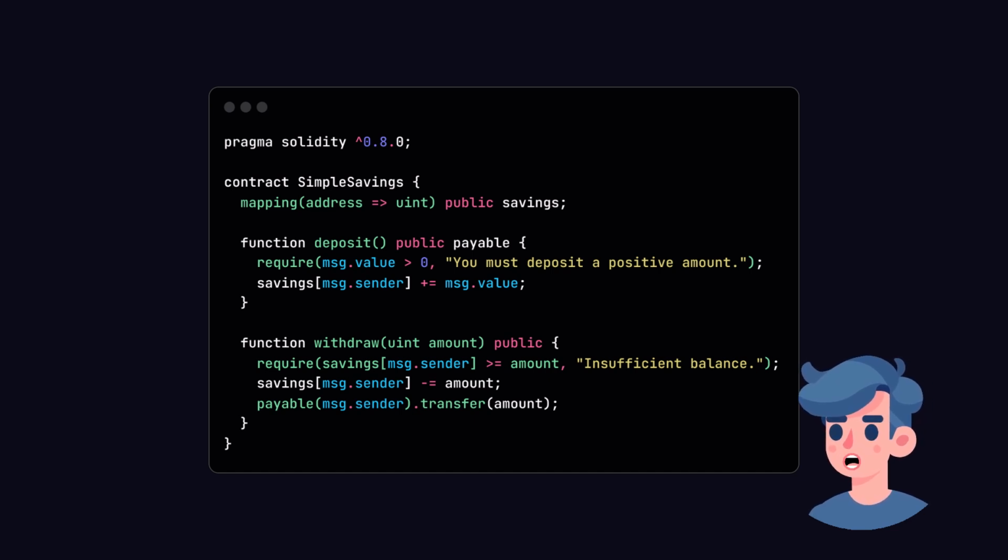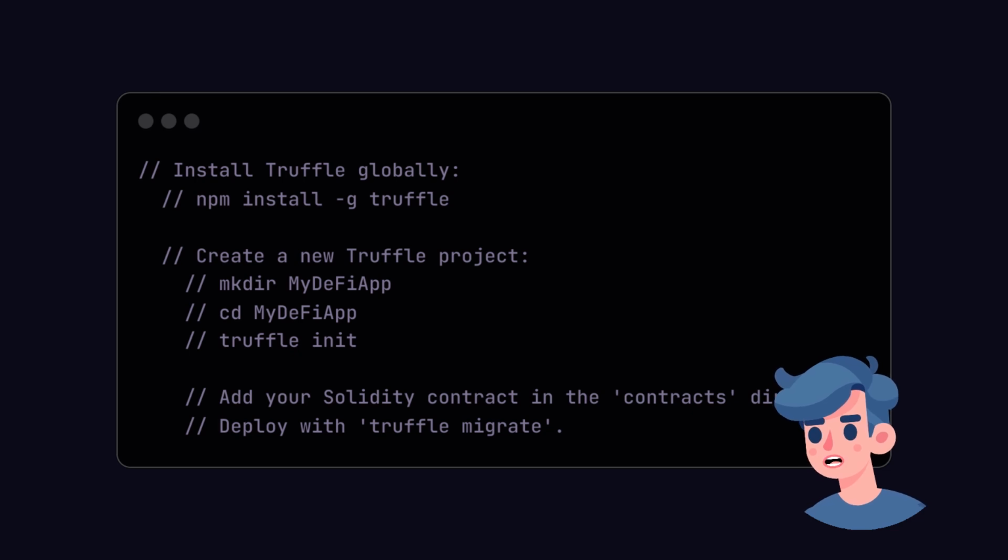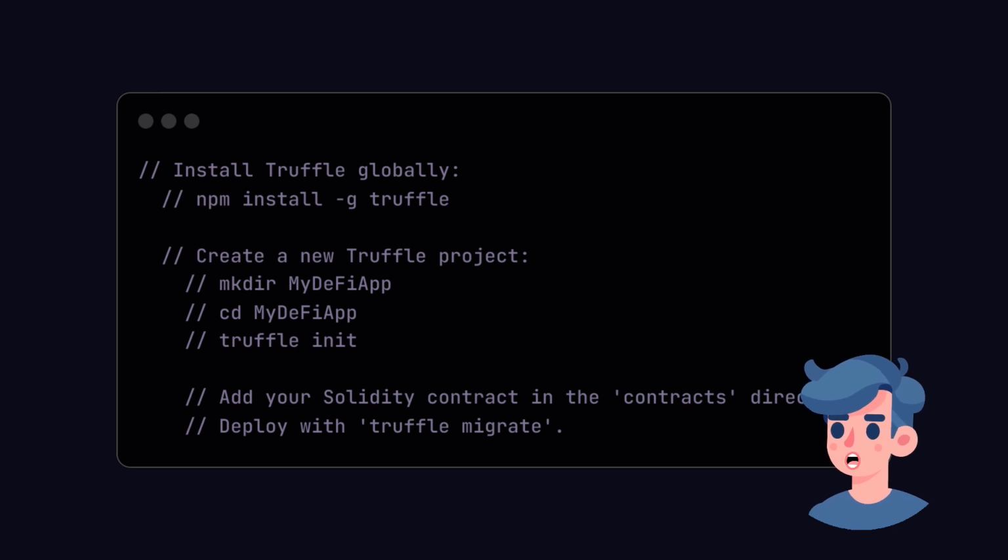We will create a contract that allows users to save funds. In this simple savings contract, we have a mapping to track each user's savings, a deposit function that allows users to add funds, and a withdraw function that enables users to take their money out. The payable keyword is essential because it allows the function to receive Ether. Next, we'll learn how to deploy this contract using Truffle.